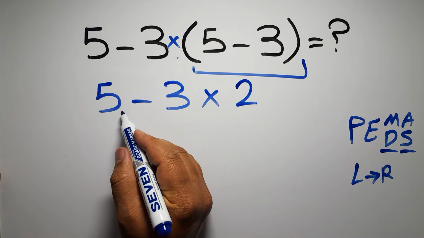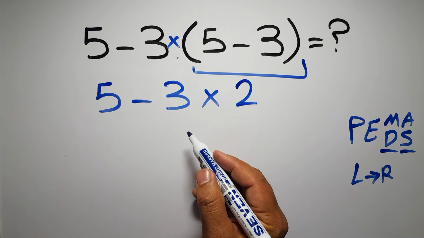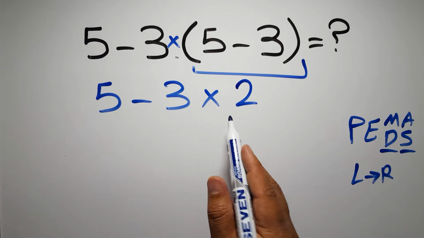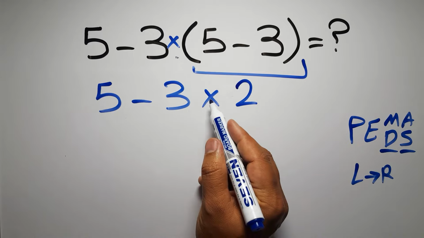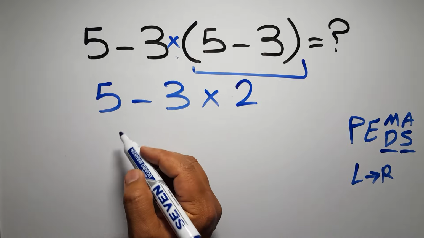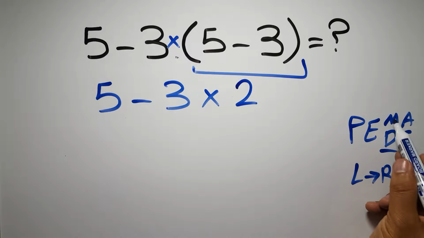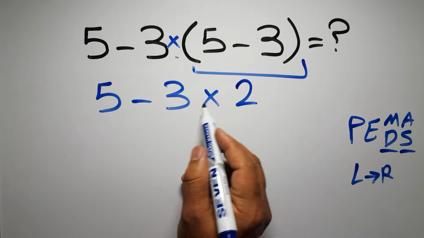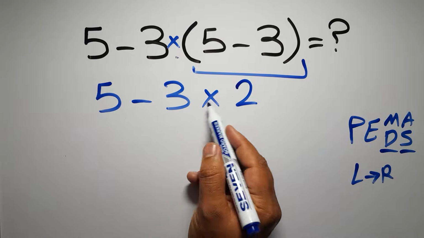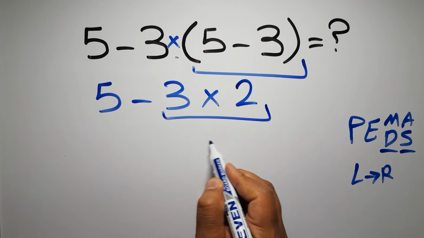Now we have one subtraction and one multiplication. As I said, according to the PEMDAS, multiplication has higher priority than subtraction, because in PEMDAS multiplication comes before subtraction. So here first we have to do this multiplication. 3 times 2 is just 6.